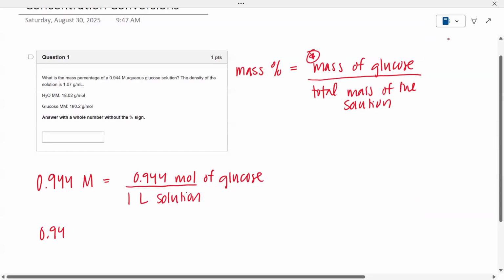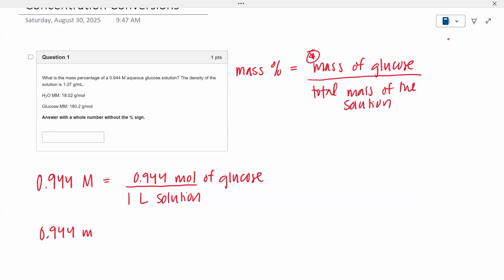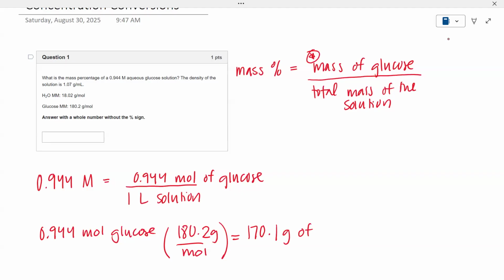So 0.944 moles of glucose, and we're given 180.2 grams per mole. And that gives 170.1 grams of glucose. And so that's how many grams went into this 1 liter of solution. So that's what's going to go up here. We've just solved for this top part, 170.1 grams.